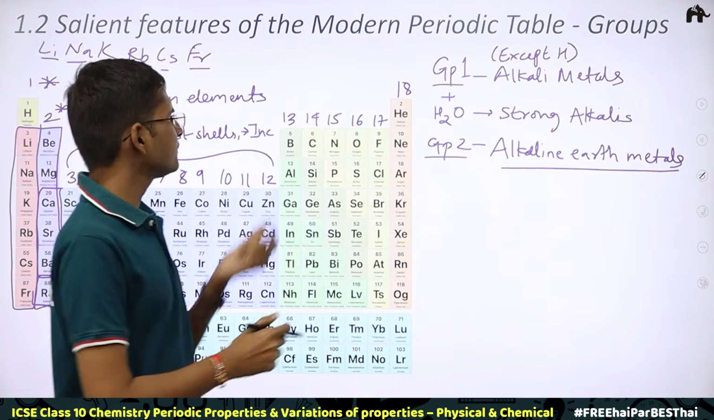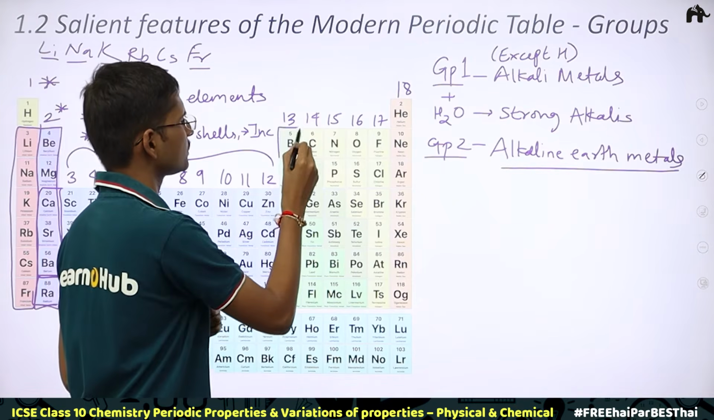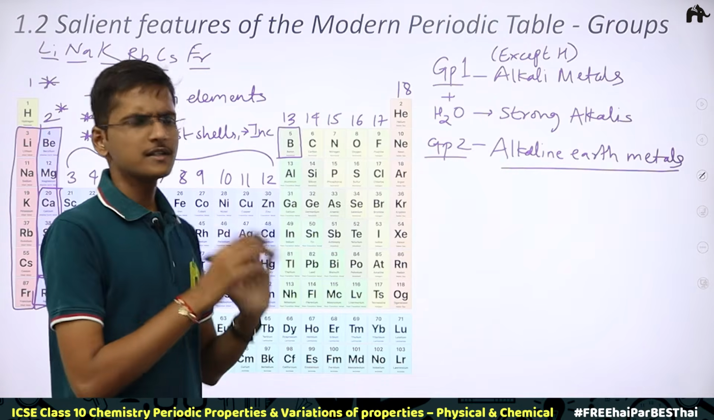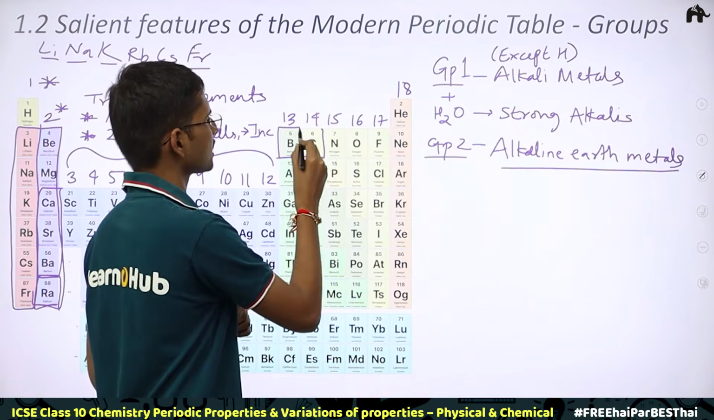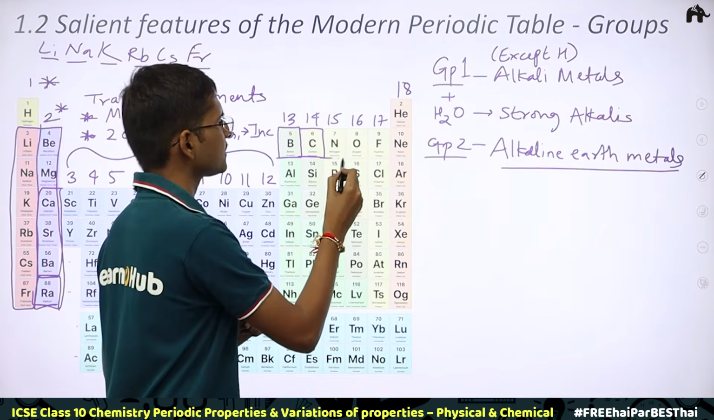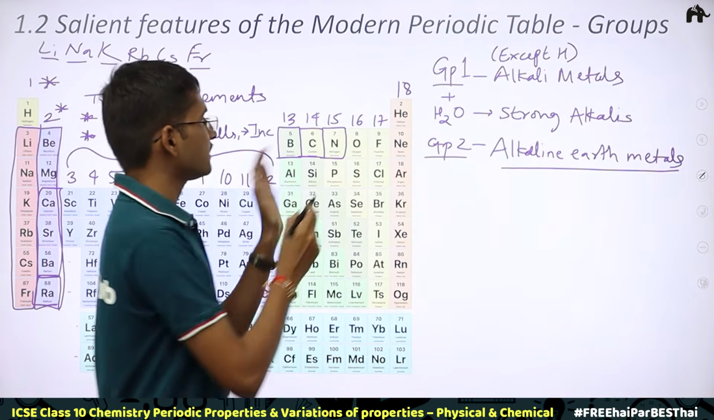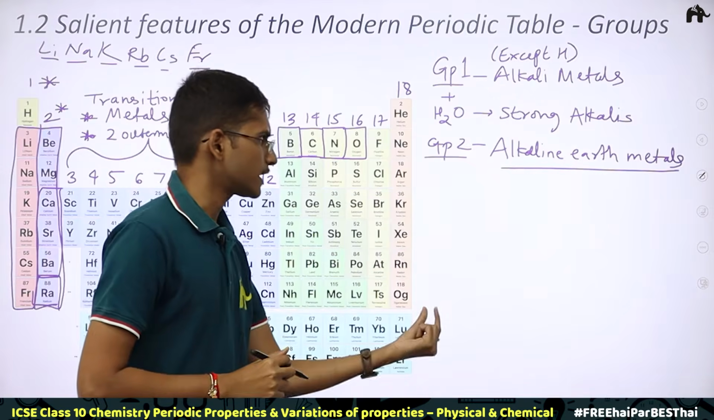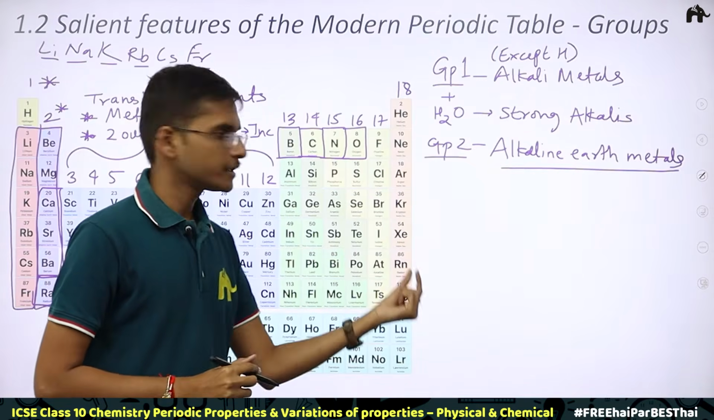Then moving to group 13. Group 13 is named as boron family because its first element is boron. Similarly, group 14 is named as carbon family. Then group 15 is named as nitrogen family. And in the same way, group 16 is named as oxygen family. So you can write it down here: group 13, group 14, group 15, group 16.